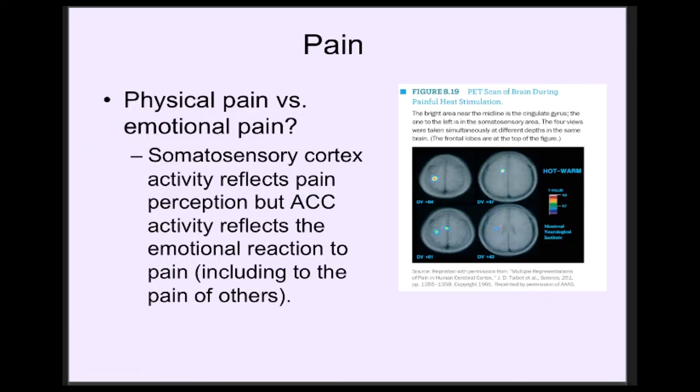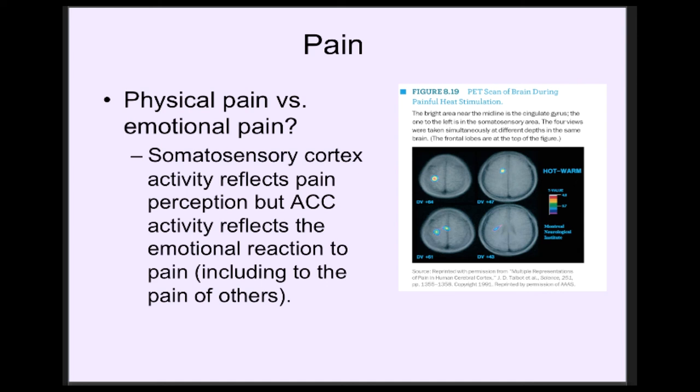So how about physical pain versus emotional pain and how it affects our brain? The somatosensory cortex is the part of the brain that corresponds to our sense of touch in our bodies, and activity there reflects pain perception, but only physical pain perception. It's the ACC, the anterior cingulate cortex, that seems to deal with our emotional reaction to pain, including the pain of others.